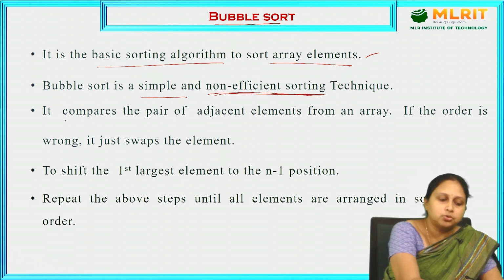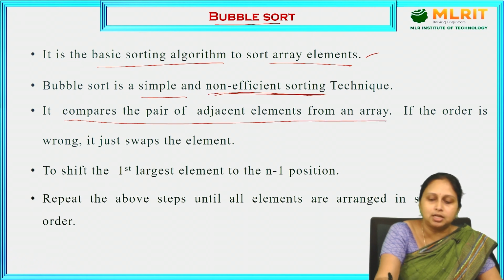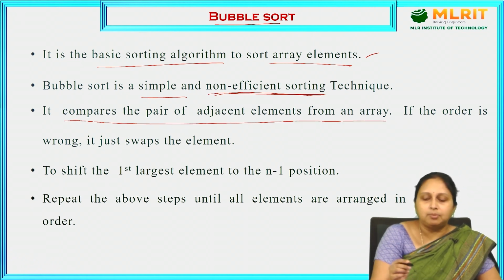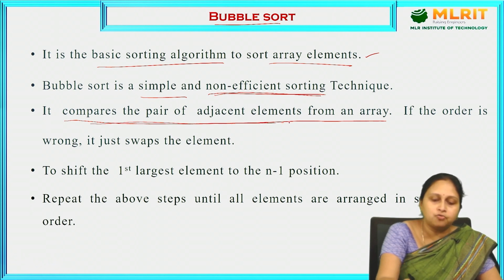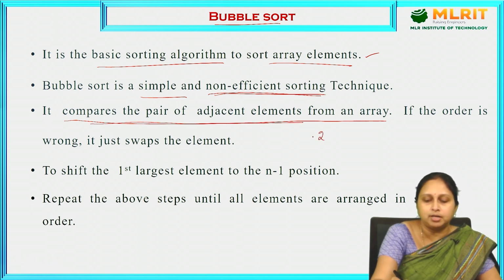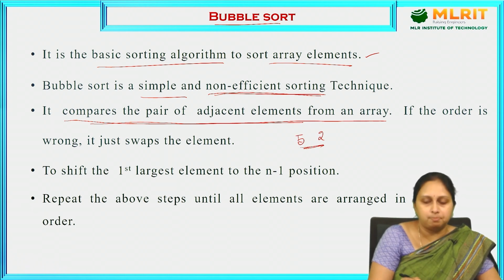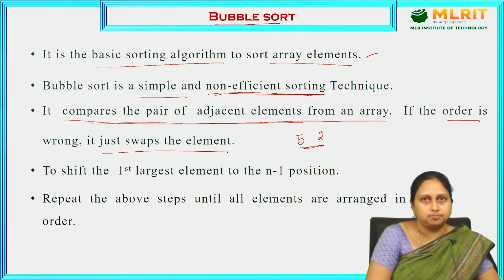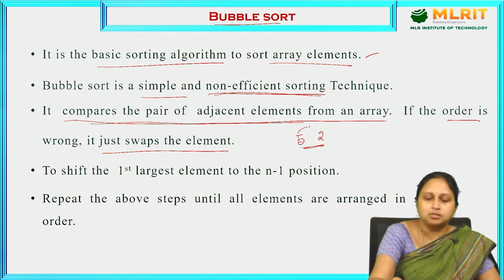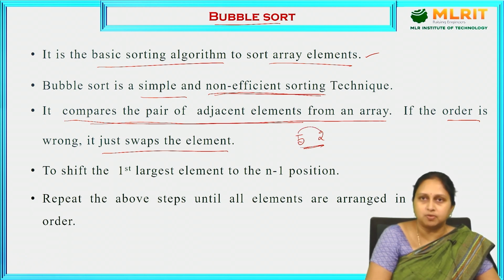Now, what bubble sort does is, it compares the pair of adjacent elements from an array. If I take two elements, these two adjacent elements will be compared. If the order is wrong, that is, if it is not in sorted order, then it swaps the elements. Otherwise, we can say if the first element is greater than the second element, we perform swapping. If it is not the case, we just go for the next two adjacent elements. This is done for all the elements.